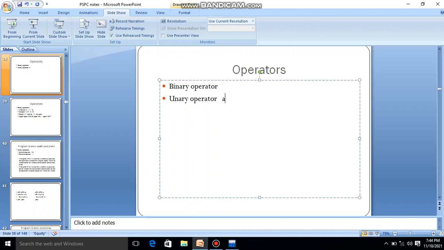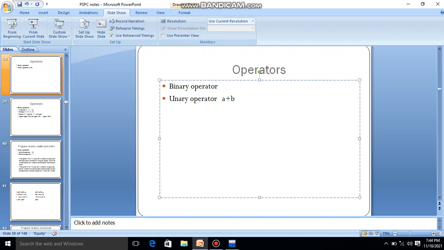Suppose I am writing A plus B. What is the operator used here? Plus is the operator, and A and B are the operands. In C language there are many operators available. Some are binary and some are unary.